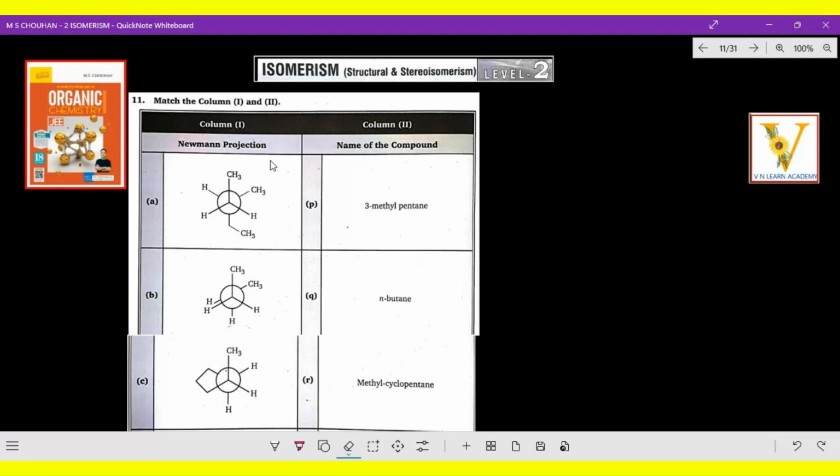Hello students, today we are going to see some more interesting and important questions from MS Chouhan sir's Organic Chemistry Level 2 Isomerism. Come on, let us discuss. As we are seeing questions from 11 to 20, the first question is a match the columns question.